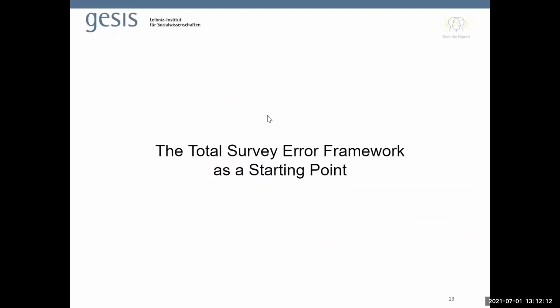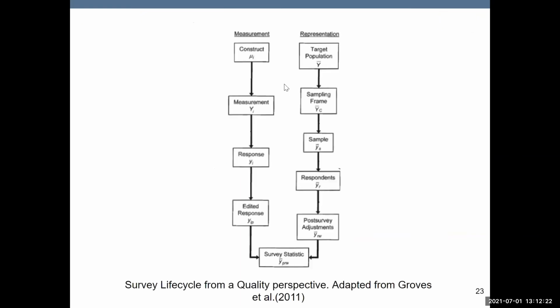And where we start from, what we want to take off from as a pipeline, is the total survey error framework, which some or maybe even many of you have heard of before. This is the version from Groves and colleagues, and I scrapped the errors here from this framework. It outlines the steps that one goes through in survey methodology to design a survey, put it into the field, and then do something with the answers.